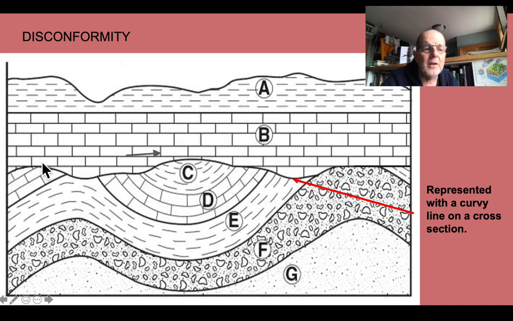This curvy line shows that first we had flat-lying sandstone, then a flat-lying conglomerate, then a flat-lying shale, then a flat-lying limestone, then a flat-lying shale, and they got folded, eroded above sea level, and then sea level rises, limestone is deposited, and another shale.